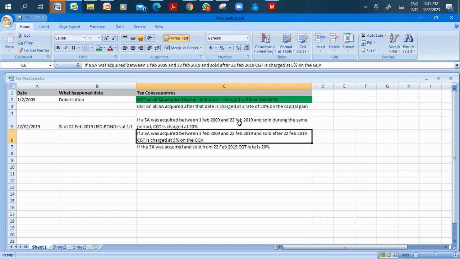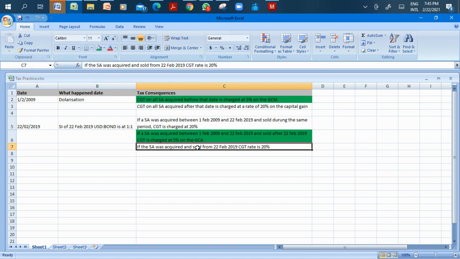So to remove all that distortion, and also because the scenario was almost equal to what happened in February 2009, where the cost of the asset was in both Zim dollar and USD, they just said no. The CGT is going to be charged at 5% on the gross capital amount. No deductions are allowed. They were trying again to run away from the same distortion they were trying to run away from here.